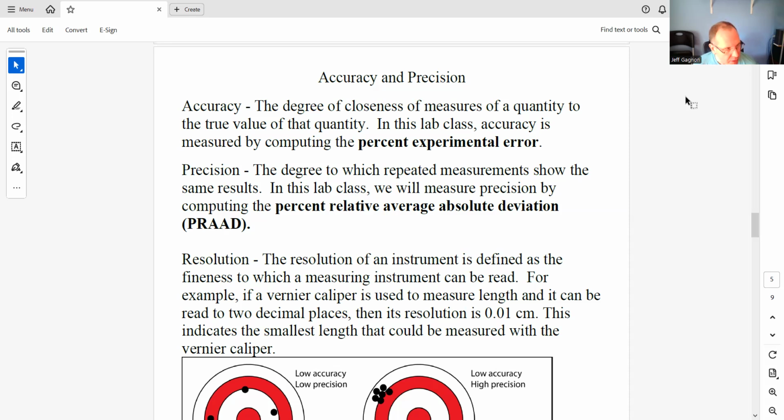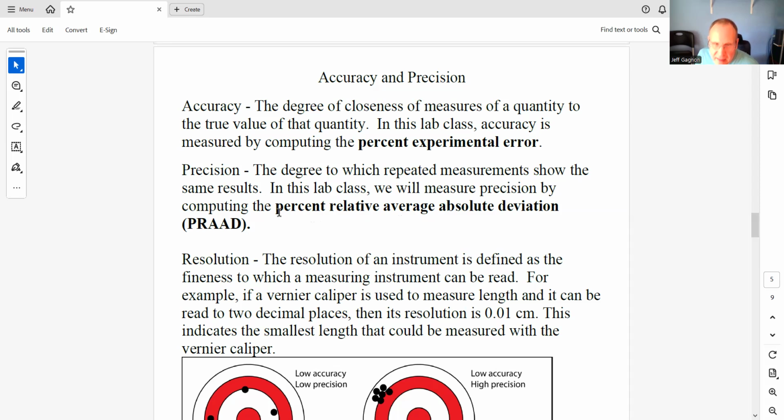Okay, one thing I should mention is if you have older editions of our lab manual, or if you're watching older videos that I have created, then this measurement used to be called the percent experimental accuracy. So you may still see that in some of the videos where we're actually trying to get a measure of precision, but we're computing something called percent experimental accuracy. Because that name conflicts, it's really not a measure of accuracy, it's a measure of precision, I decided to change the name and call it PRAD instead.